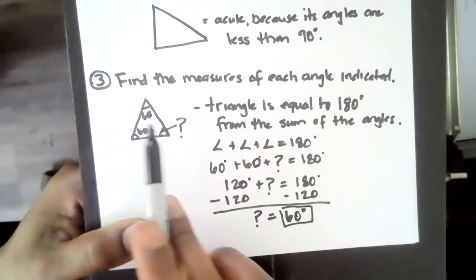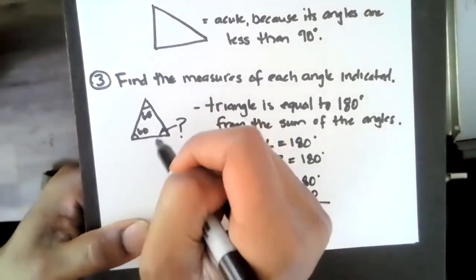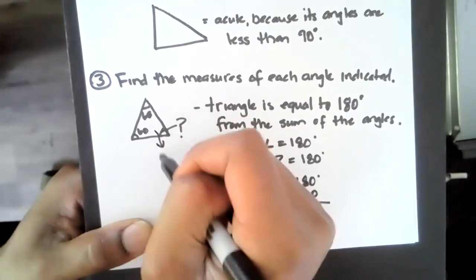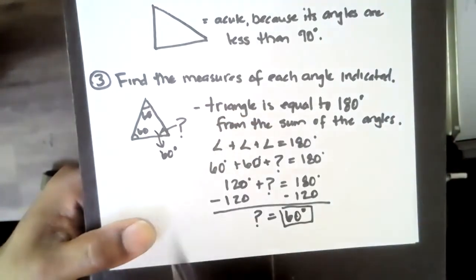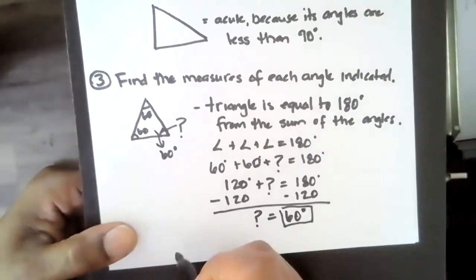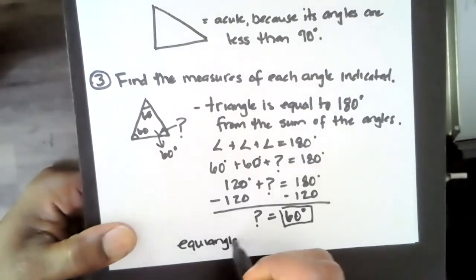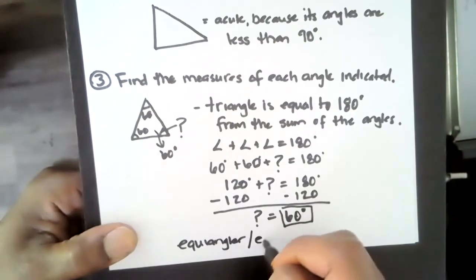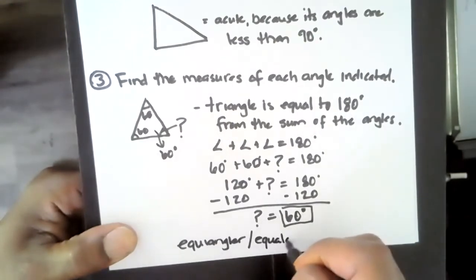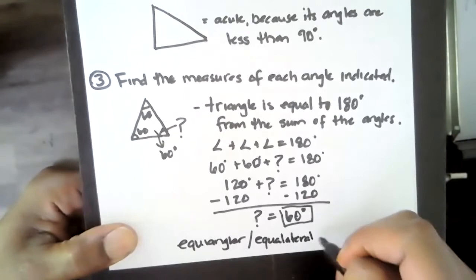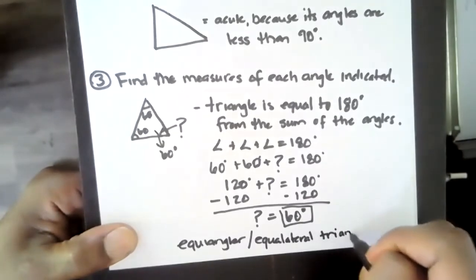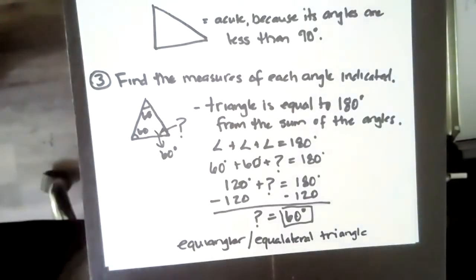Now, going off of what the question asked for, what type of triangle would this be if this angle here is 60, in regards to the first two questions? All angles are 60 degrees. That would make it an equal angular, or equilateral, triangle. Clear?